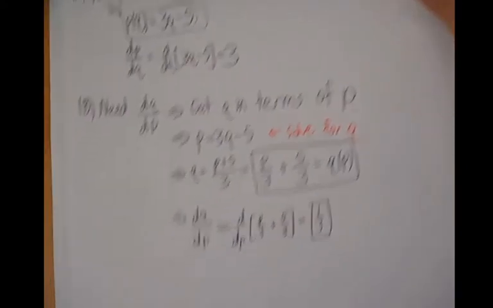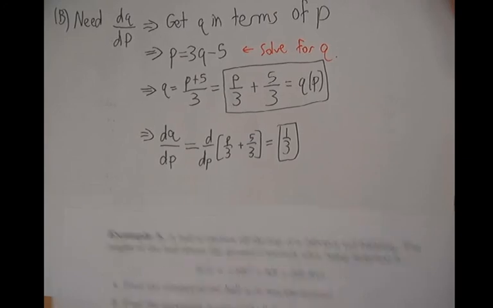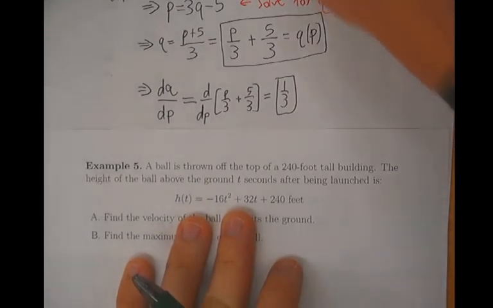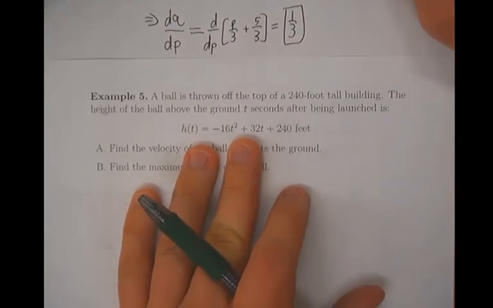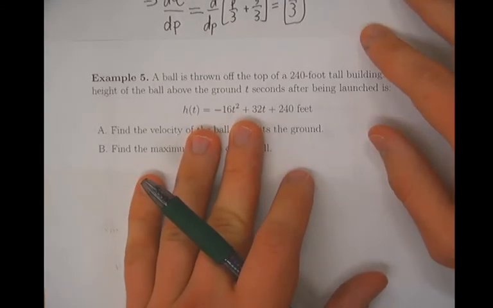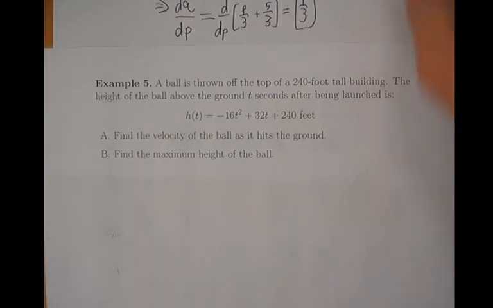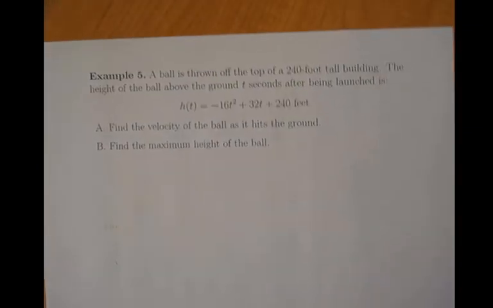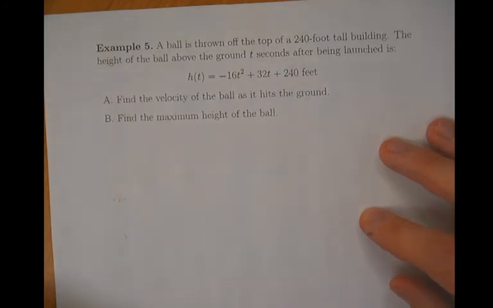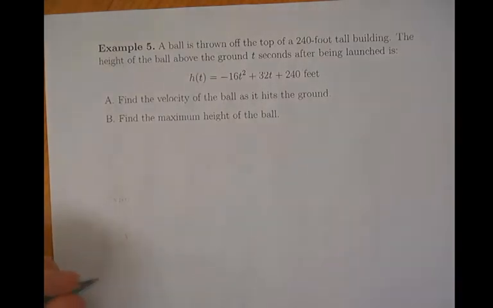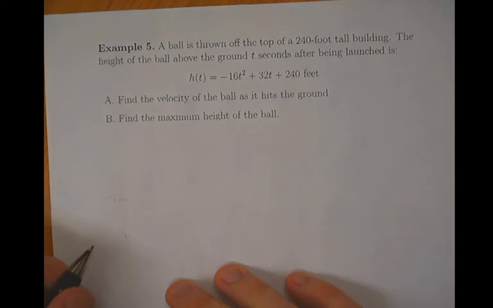So any other questions on that? Okay. This next one is going to focus more on an application that you'll see in the exam 1 review packets, so I'll go over that. Example 5: suppose we have a ball thrown off the top of a 240-foot tall building. The height of the ball above the ground t seconds after being launched is expressed by this quadratic here. First off, we need to find the velocity of the ball as it hits the ground, and we need to find the maximum height of the ball.